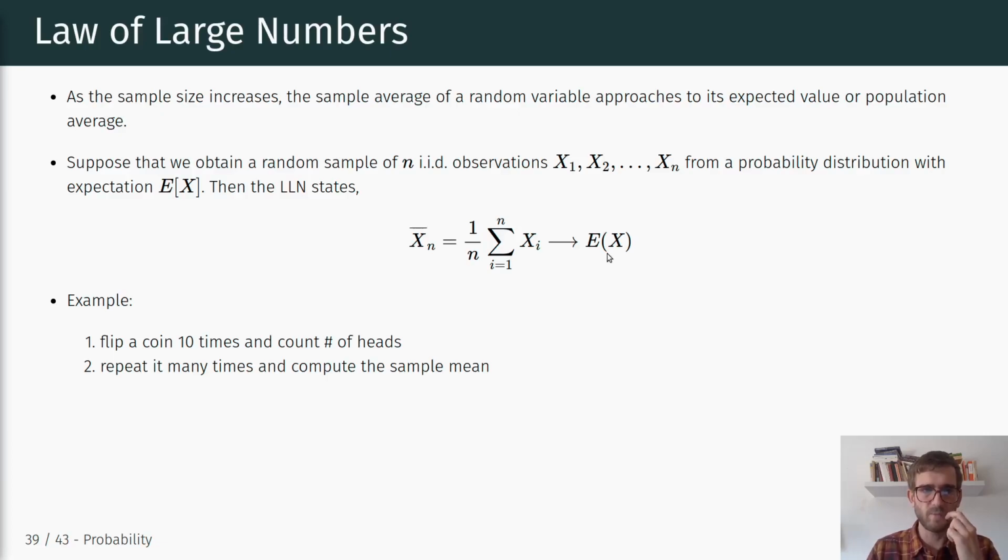Okay. So an example is flipping a coin 10 times and counting the number of heads, and now we're looking at the expectation of the number of heads for those 10 coin tosses. The idea is if we repeat this many times and compute the sample mean, ultimately as we increase the sample size to infinity, we will approach the true population average. Okay, and that's all that the law of large numbers ultimately states.